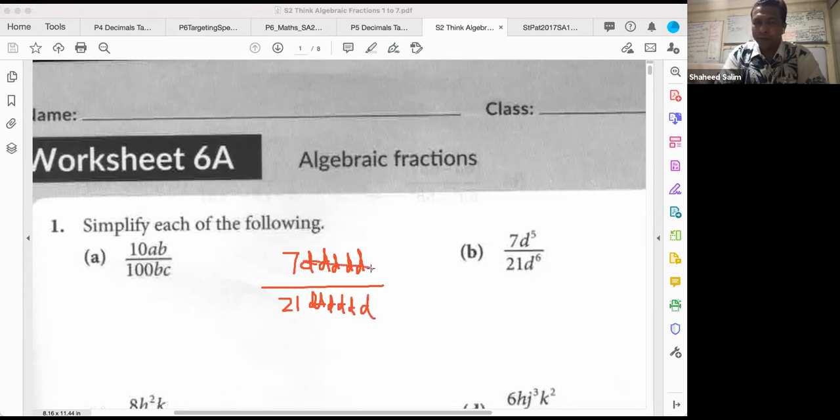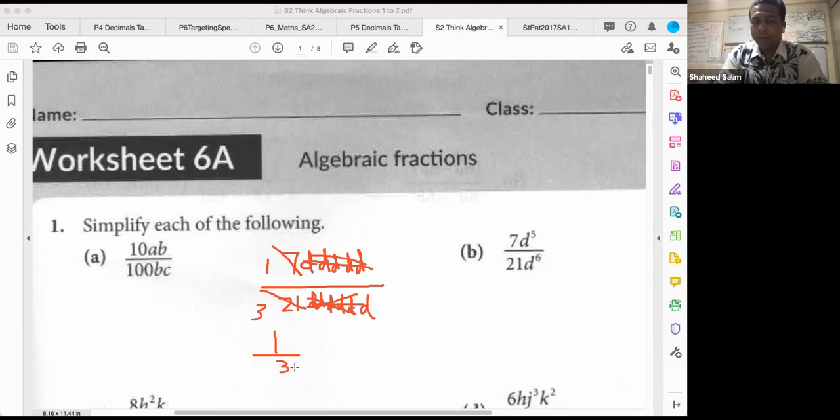Divide by D to the power 5. And down here, there's 5, I cancel. Can you see now? I cancel here, cancel here. I'm left with D below. Is your D above or below? That's the thing. And then you see, divide by 7, you get 1. Divide by 7, you get 3. So it's 1 over 3D.